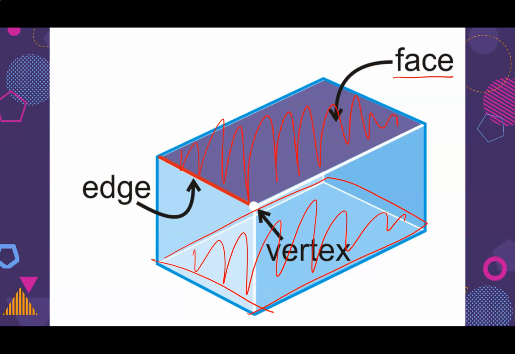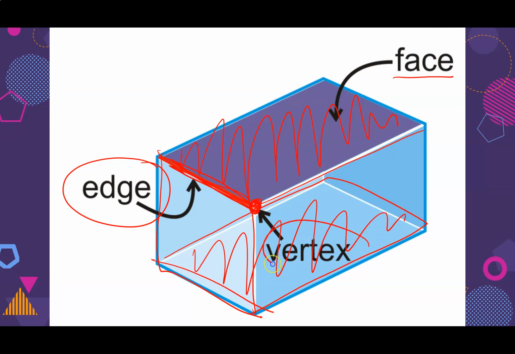The area where two faces meet, so this side meets the top, this line here is called an edge. And where two edges meet, this one single point here is called a vertex.